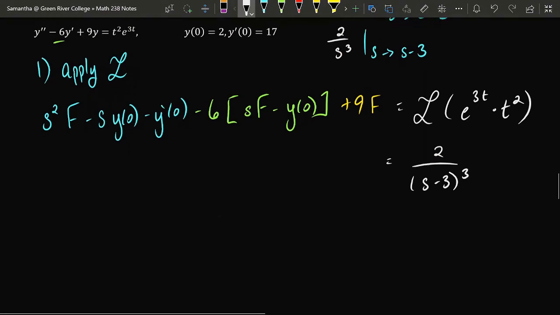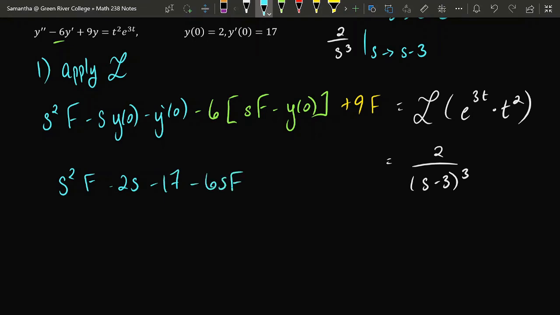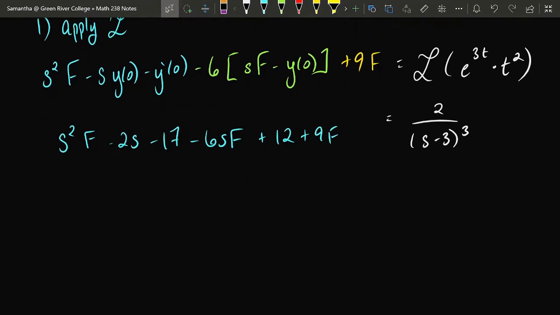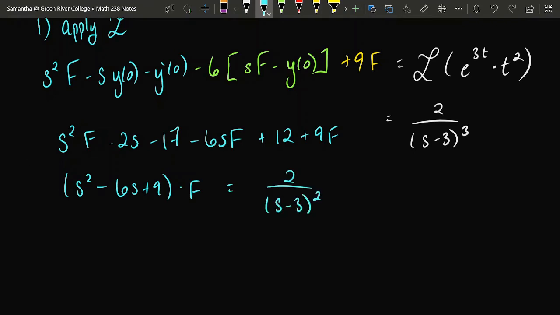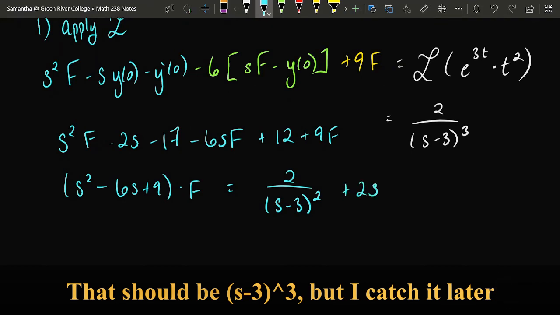So now if I use our initial conditions, we find that we have s squared times F minus 2s minus 17 minus 6s times F minus 6 times negative y naught, which is plus 12, plus 9 times F is equal to 2 divided by s minus 3 quantity cubed. So s squared minus 6s plus 9 quantity times F is equal to 2 divided by s minus 3 quantity cubed. Add 2s to both sides and then move that 5 over as well. The 5 that we get from combining negative 17 and positive 12.